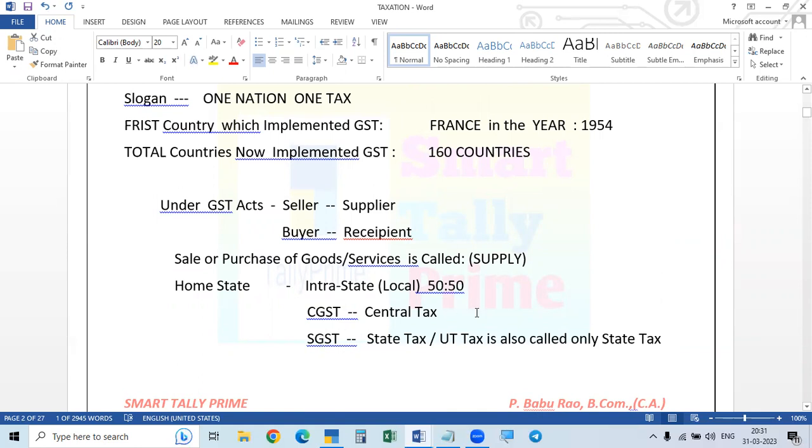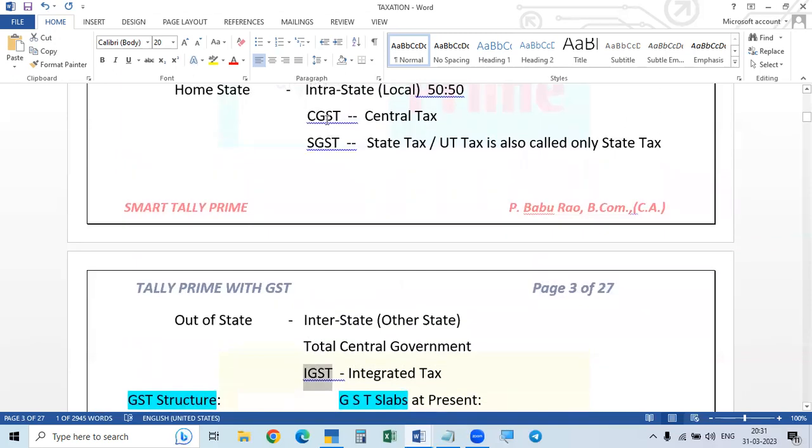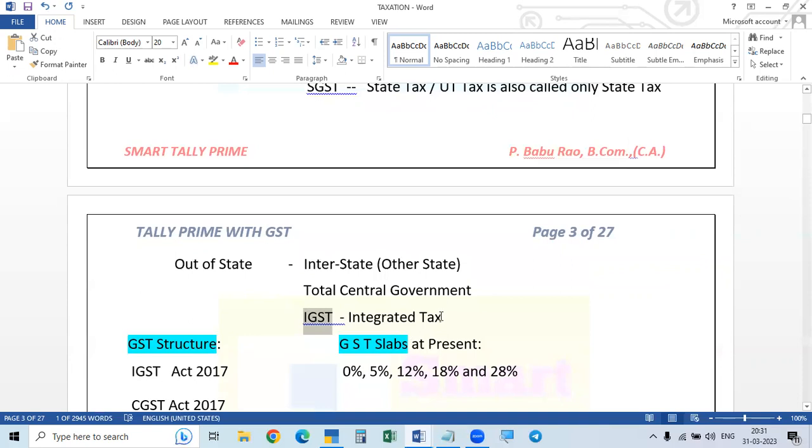So that is the case of intra-state sales. In the case of interstate sales, where you sell to another state, the total amount will go to the central government. It is called integrated GST, which means both are integrated. That is why it is called integrated tax, going to the central government. But after that, it will share 50% with the state in which the goods are consumed.